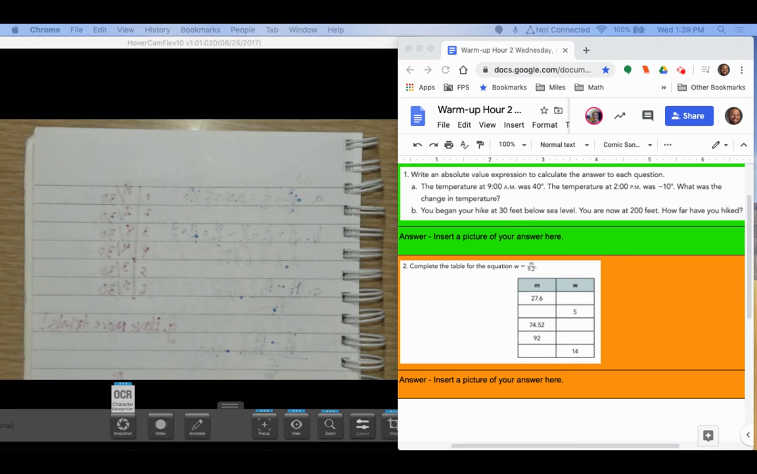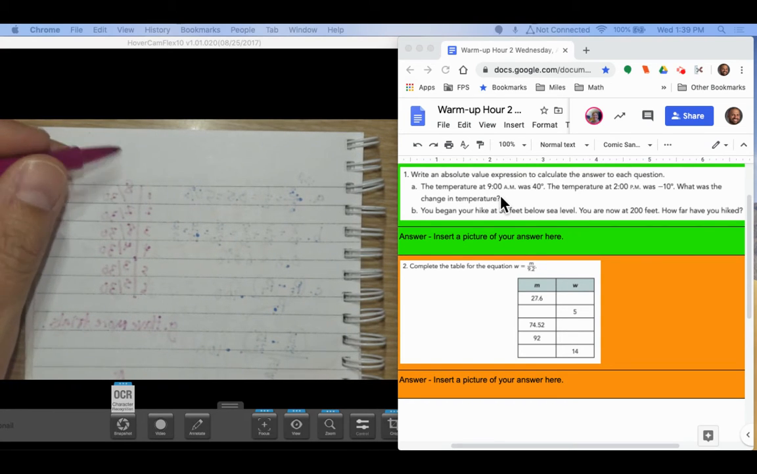All right, so here's our warm up from yesterday. Make sure you check your work. Write an absolute value expression to calculate the answer to each question.